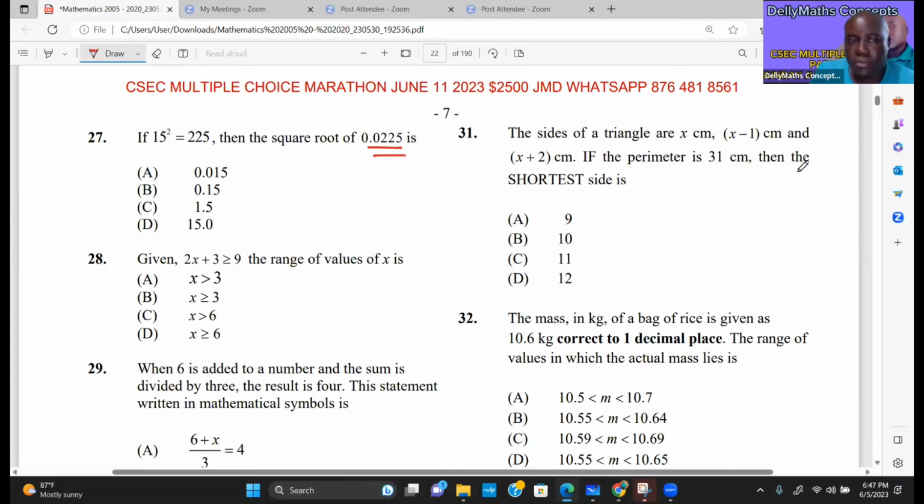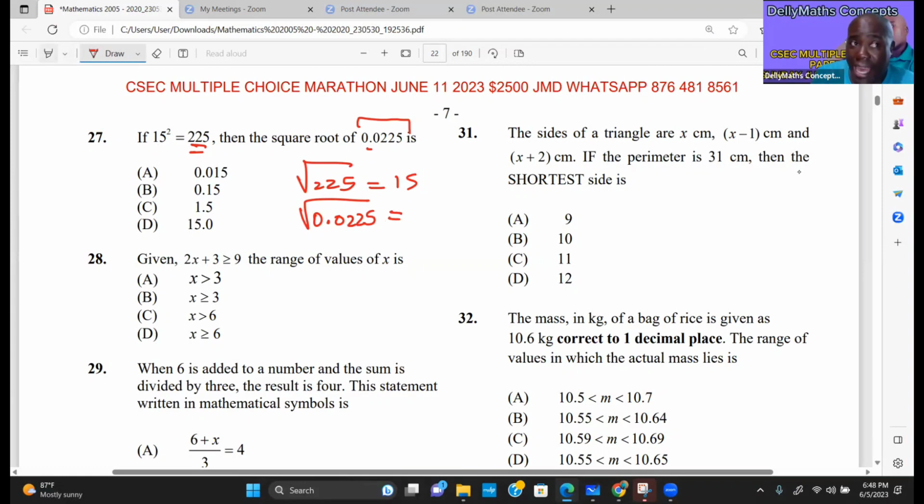All right. So we have 15 squared is this, and they're asking you for this. You don't have a calculator, so that means you need to understand what this means. If 15 squared is 225, then the square root of this is what? Let me say this to you: the square root of 225 is 15. So they are saying, what is the square root of this? I want you to think quickly.